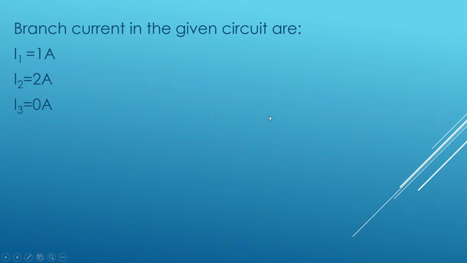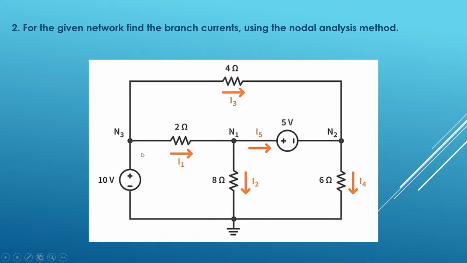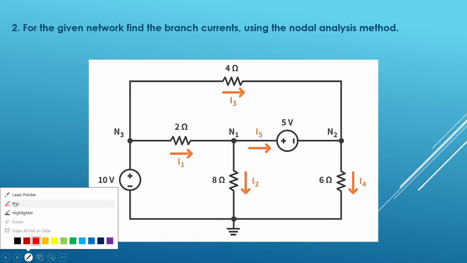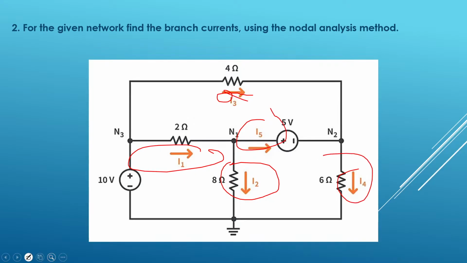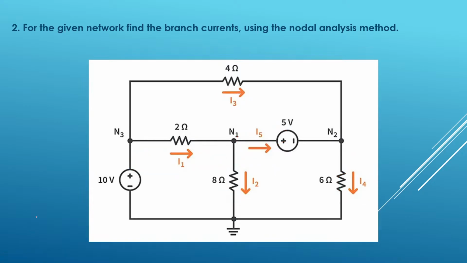Okay, so let us solve one more numerical problem within 5 minutes. I will try my best to conclude this session. So we have to determine branch currents. Branch currents are already mentioned here: I1 branch, I2 branch, I5, I3, and I4. Total 5 branch currents we have to determine by nodal analysis.